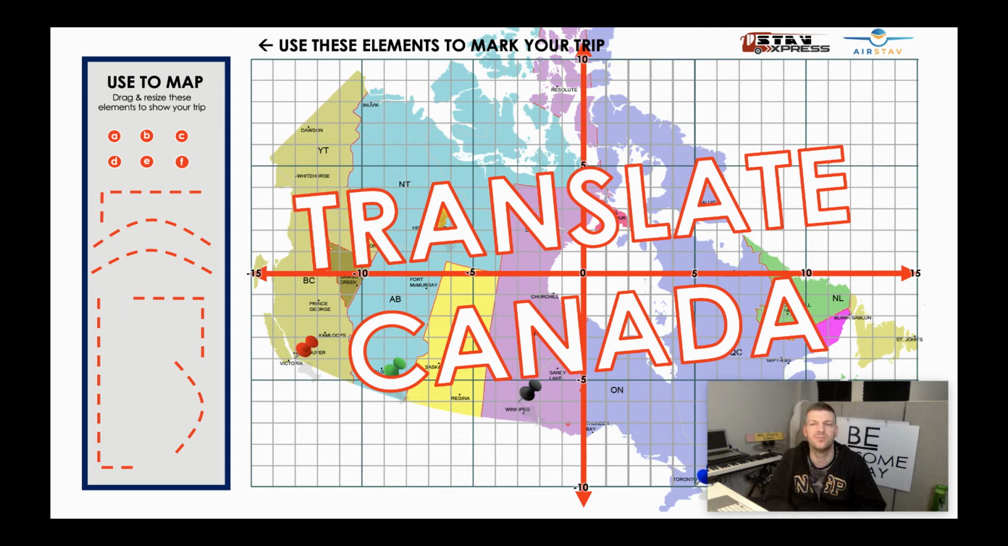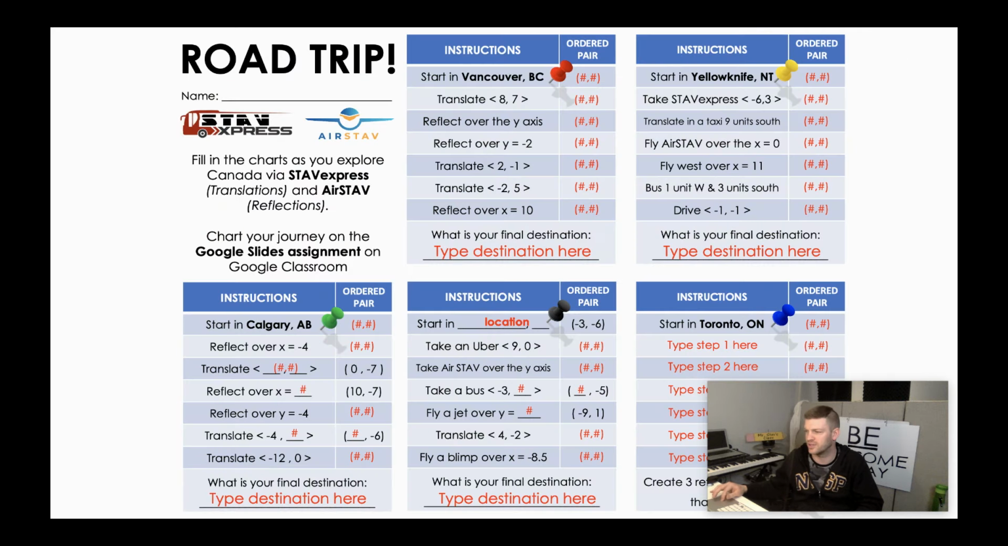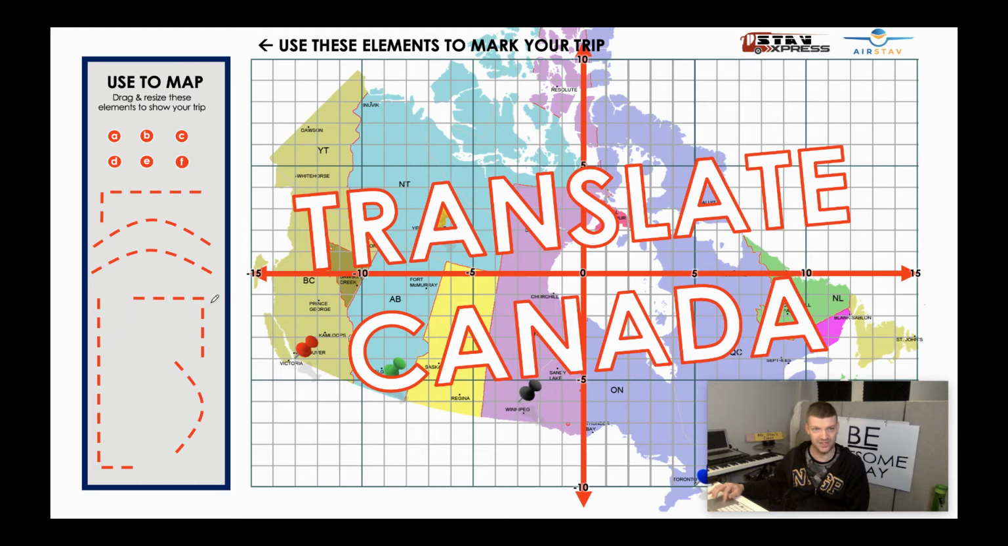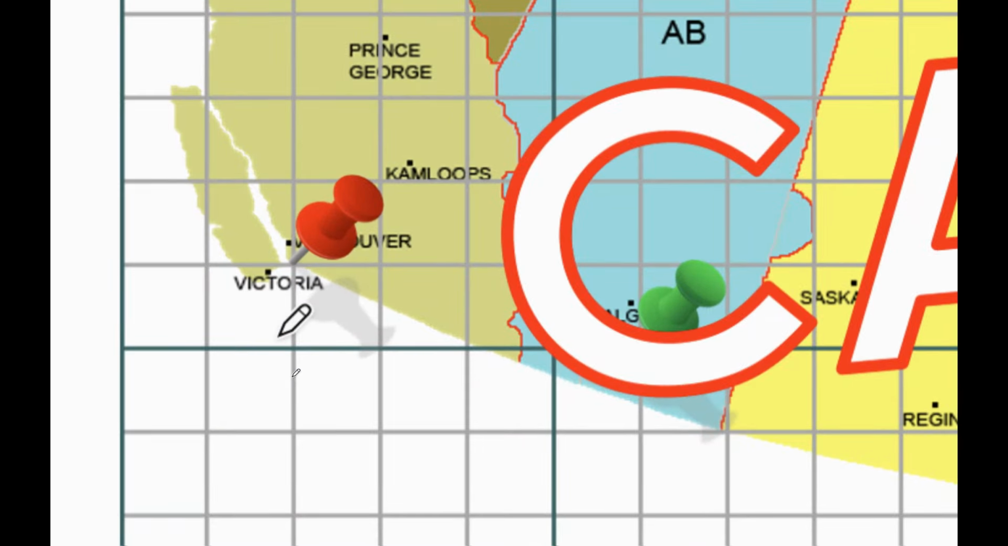You're going to go to the Google Classroom, and you're going to find the Google Slides assignment of Translate Canada. You're going to open it up. And the first slide you're going to see looks like this. Just like in science, all of this red is our text box for you to type in your answers. And you are going on a trip. So you are starting in Vancouver, BC at the red pin. Mr. Stav, I don't know where Vancouver is. It's okay. You just have to find the red pin. So here it is, Vancouver, BC.